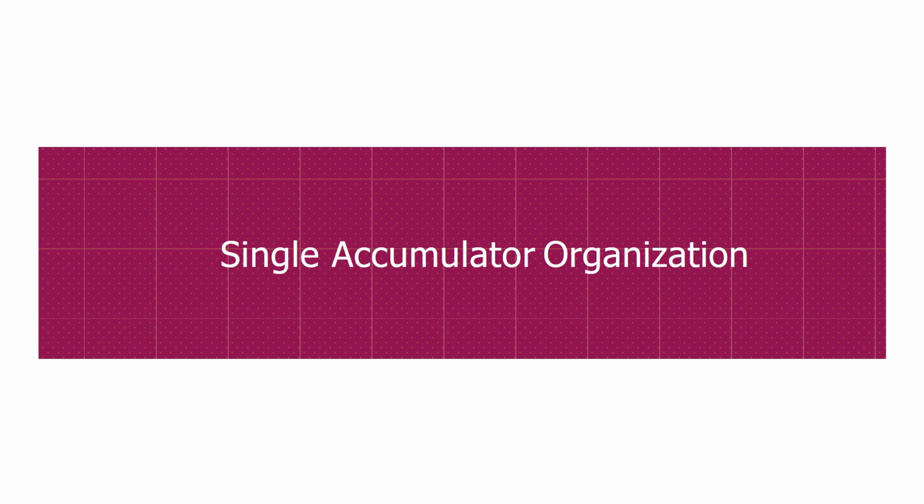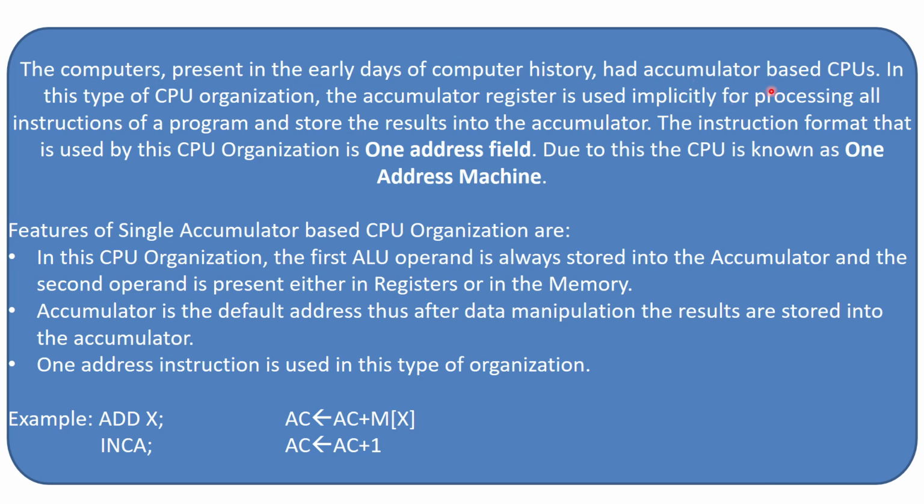Now let's see what single accumulator organization means. Earlier computers had an accumulator based CPU. In this type of CPU organization, the accumulator register is used implicitly for processing all the instructions of a program and stores the results in the accumulator. So this instruction format is also known as one address field. Due to this, the CPU is known as a one address machine.